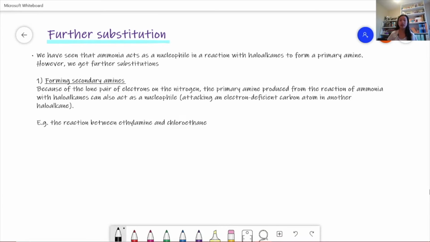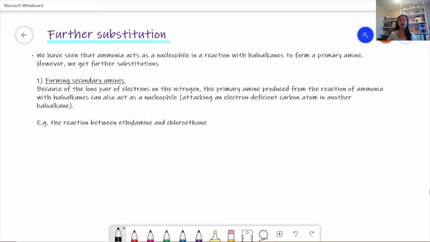Now we're going to talk about further substitution. We've just seen that ammonia acts as a nucleophile in the reaction with haloalkanes to form a primary aliphatic amine. However, we can also get further substitutions. First, we can form secondary amines from a further substitution. Because of the lone pair of electrons on the nitrogen, the primary amine produced from the reaction of ammonia with haloalkanes can also act as a nucleophile. And so it attacks an electron-deficient carbon atom in another haloalkane.